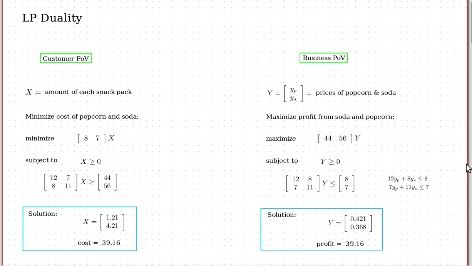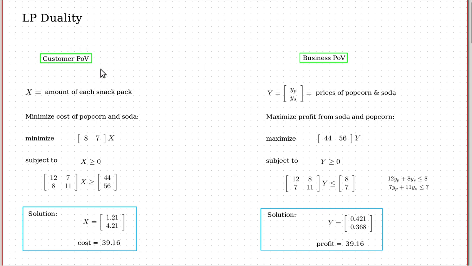Now, interesting thing. If you solve them, you find what Y is. So it turns out that you should charge 0.42, 42 cents per ounce of popcorn and about 37 cents per ounce of soda. And if you do that, you will make a profit of $39.16. And the thing to note is that the maximum profit that the business can make is exactly equal to the minimum cost that the customer had to spend in the other problem.